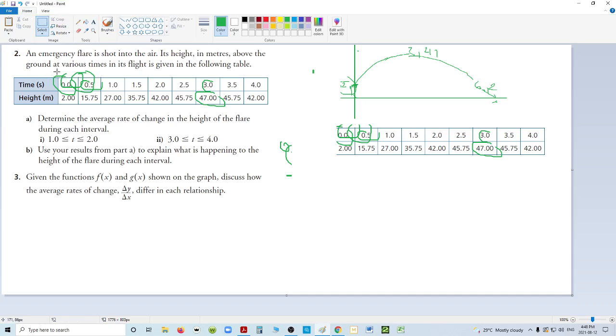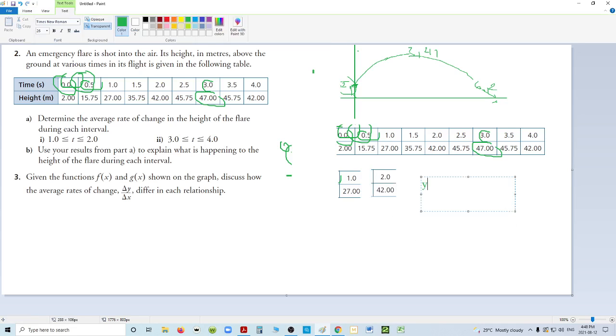So we want to see the average rate of change between 1 and 2 seconds, which is here and here. And you can even see the y values. They pretty much give you the y values. So if we were to write it in delta y over delta x, y2 minus y1 over x2 minus x1, we can see that that becomes 42 minus 27 divided by 2 minus 1.